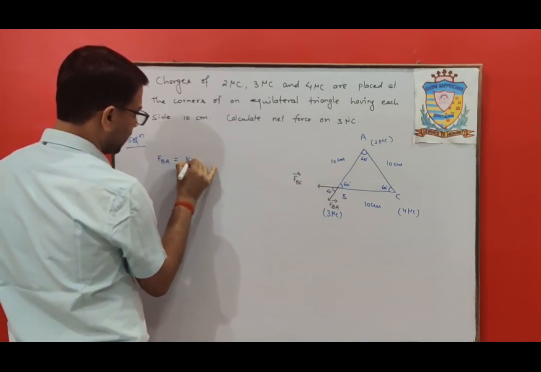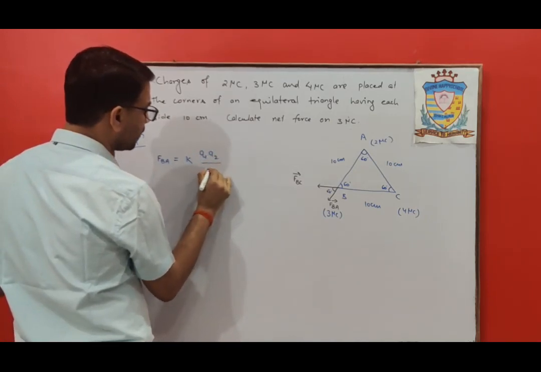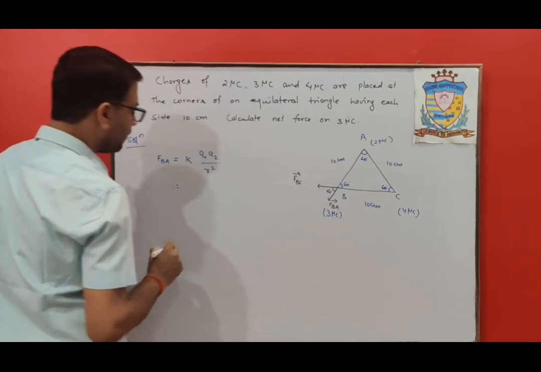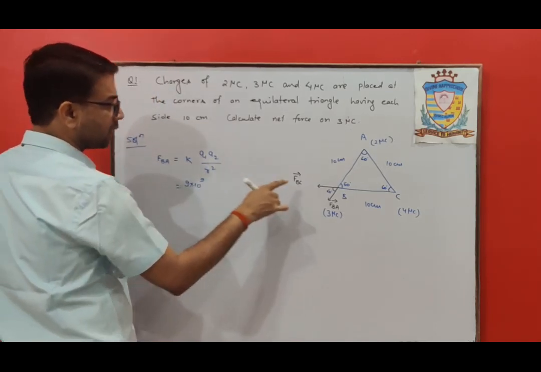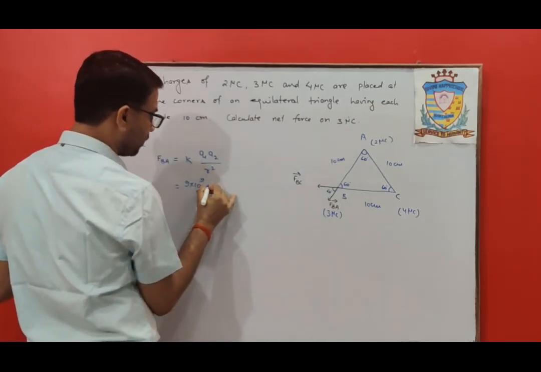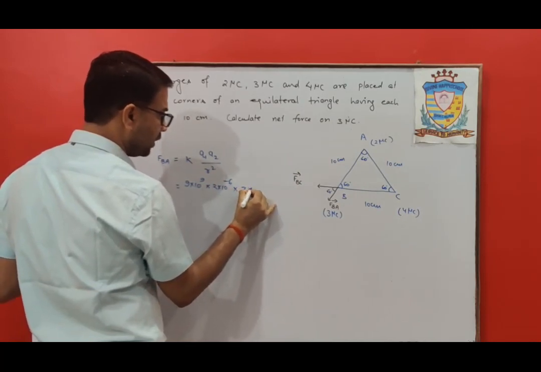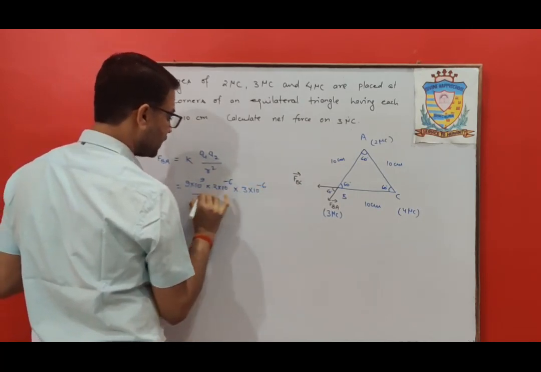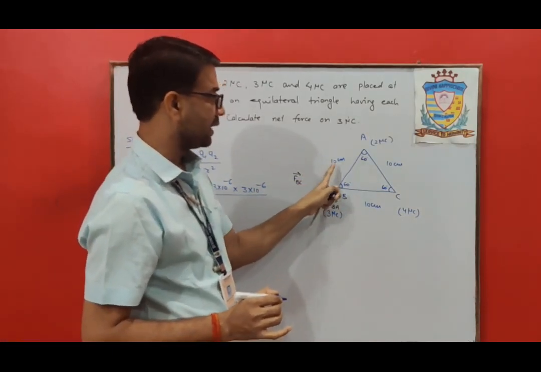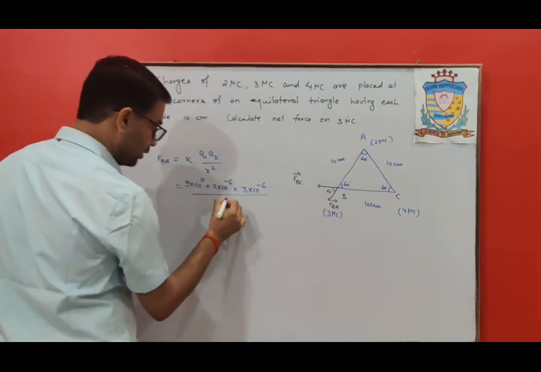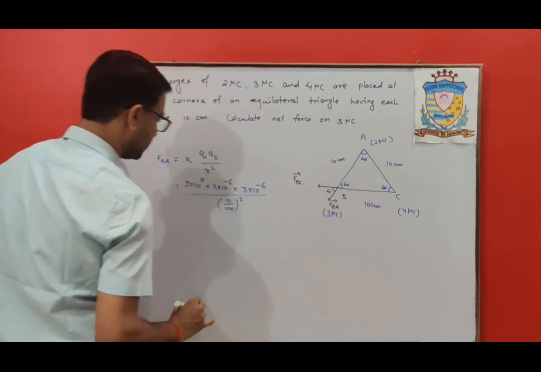First we will find the magnitude, then we will find out the direction. So it is K Q1 Q2 upon R square, and we know the value of K, that is 9 into 10 to the power 9, Q1, that is charge on A, which is 2 microcoulomb, that means 2 into 10 to the power minus 6 into 3 into 10 to the power minus 6 upon R square. What is R? That is distance between these two charges, that is equals to 10 centimeter. So you convert it into meter, it becomes 10 by 100 and whole square.